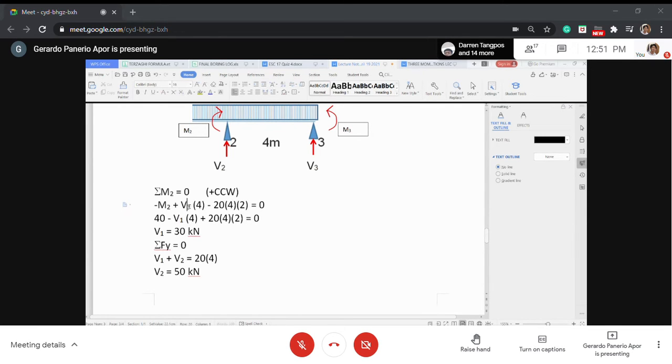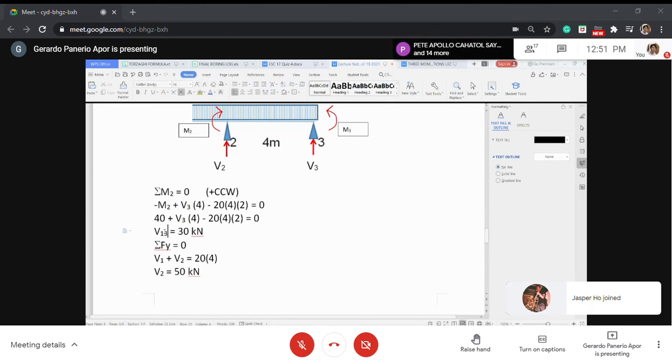Then we have positive B3 times 4. Then we have minus 20. Then we're able to solve B3, no? B3, so the 20 times 4 times 2 will be transformed to the other side. 20 times 8. Then you have to minus 40, 120 divided by 4. So this is 30 kilonewton.